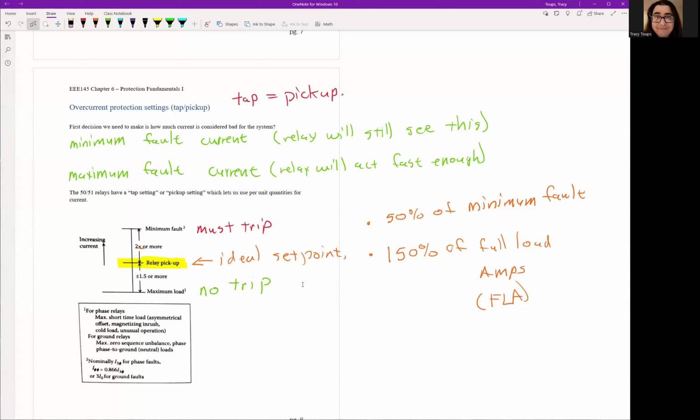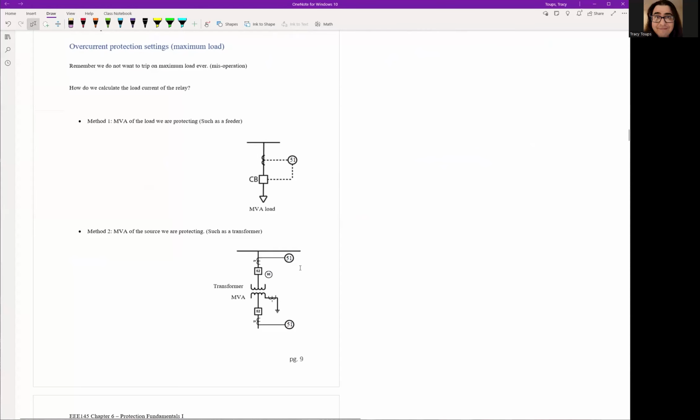Okay. So the big one to remember, to be honest, is really this one. Okay. That's the big one. More likely, the minimum fault current at your level is going to be much higher than the full load amps. That won't be an issue, but it's definitely one to check. Okay. So just burn that 150% full load amps into your brain. That's what we're going to use all the time and probably for the rest of your career as a power engineer.